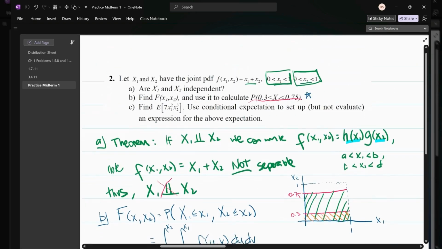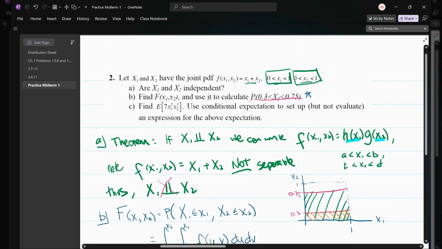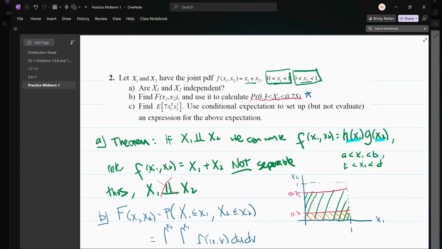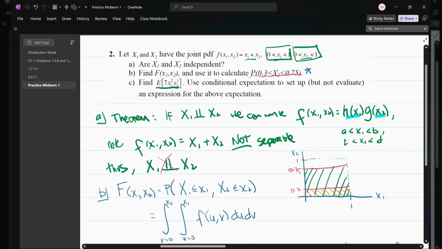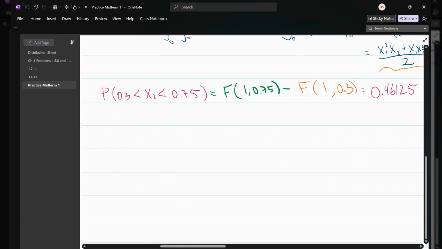Now in part C, we want to find an expectation of 7x1 squared x2 cubed. And then what we want to do with that is also express it as a conditional expectation. Okay, so let's see what we got. Part C, we're looking at the expected value of 7x1 squared, x2 cubed.